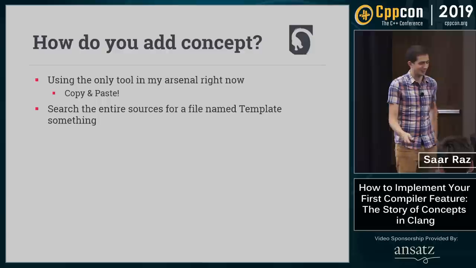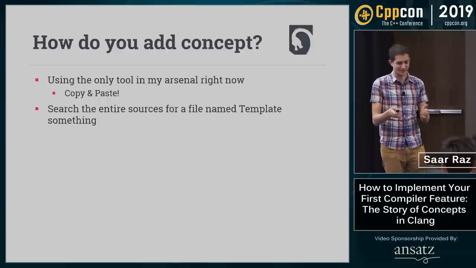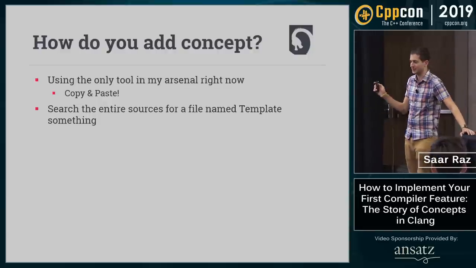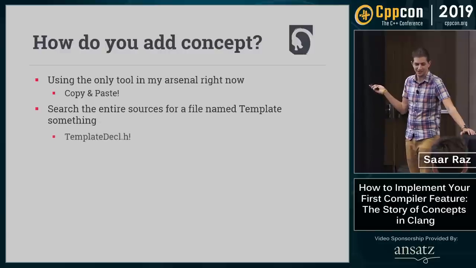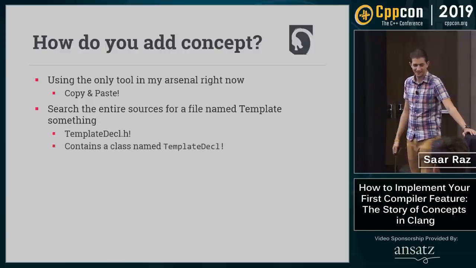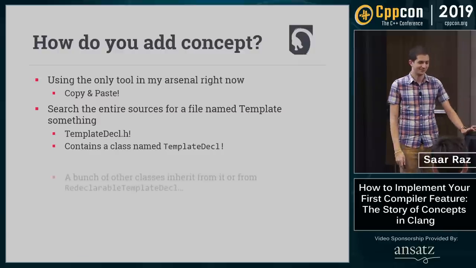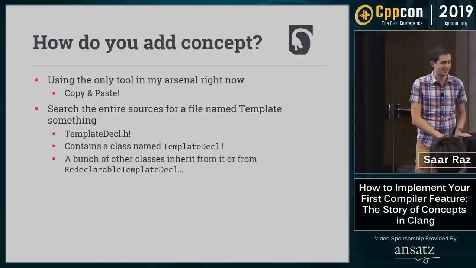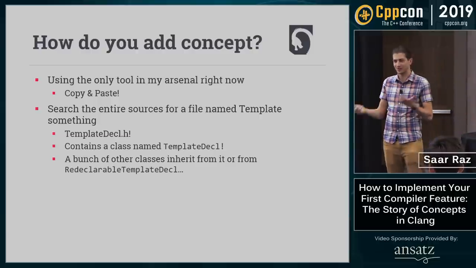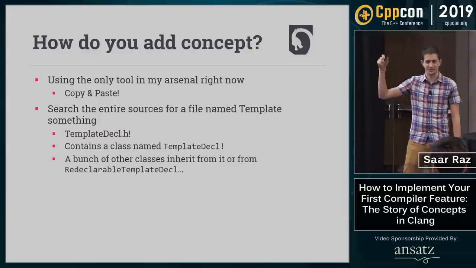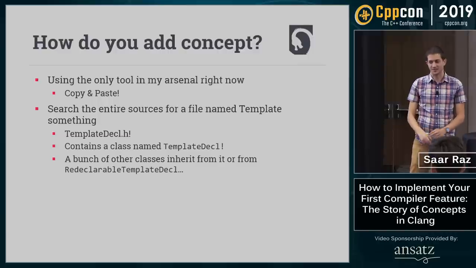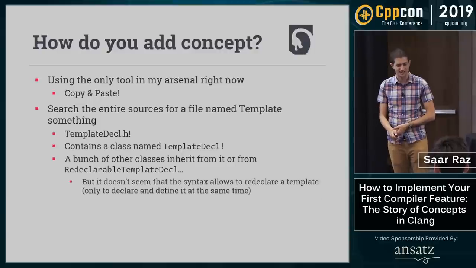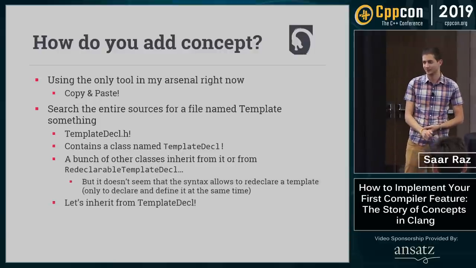I'll search the whole project for a file named template something. And I found template decl.h. It had a class named TemplateDecl, and a bunch of other classes inheriting from it and from RedeclarableTemplateDecl, which I assumed meant something with redeclarations, where you would declare a template, then define it later. Concepts don't seem to be redeclarable according to the syntax, so I just inherited from TemplateDecl.